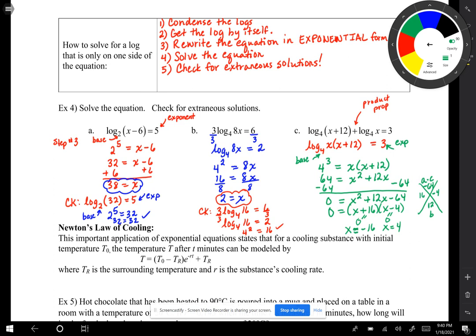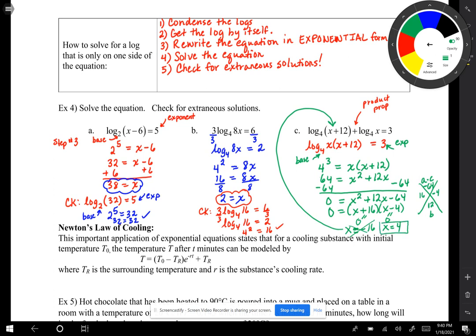And for this particular one, I don't have room, but you should figure out which one will not check. The one that won't check is this one, because if you replace it back here, you get negative 16 plus 12, which is negative 4, and you can't take a log of a negative number. So this is extraneous. This one works.